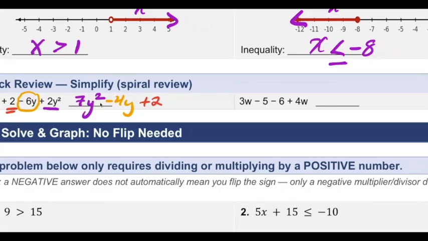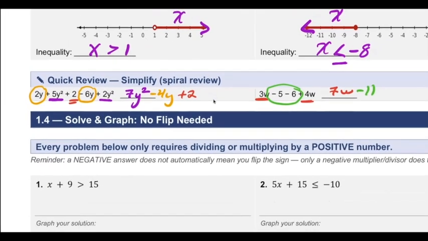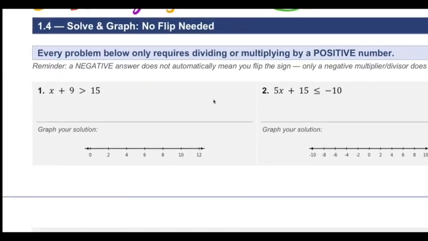Over here, same idea. Let's add the w's together. They're both positive, so 3w plus 4w is 7w. And then let's add the constants, -5 and -6. They're both negatives. We're at -5, we're going to go back 6. -11. Okay, now let's go back to solving some inequalities.